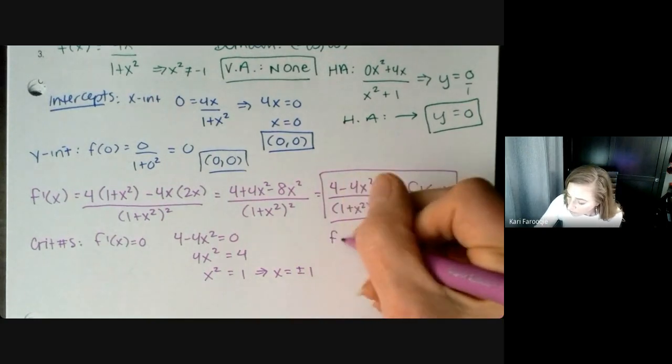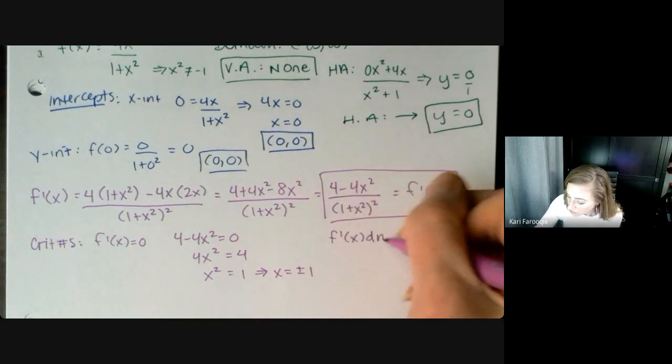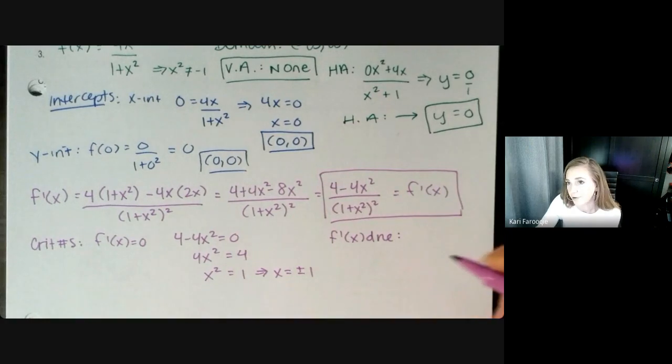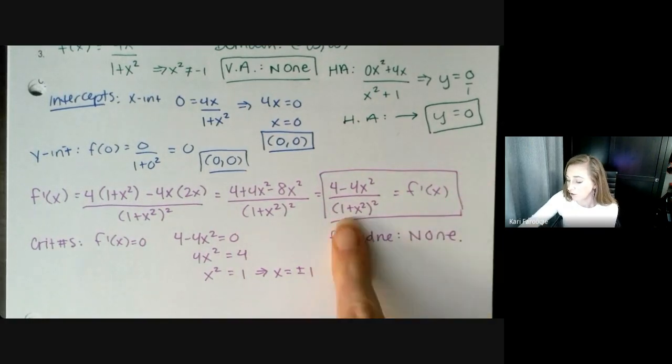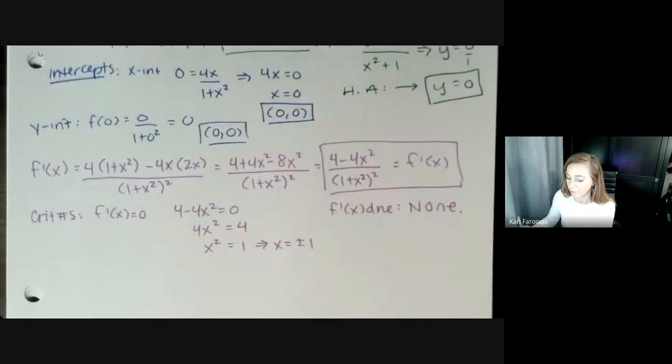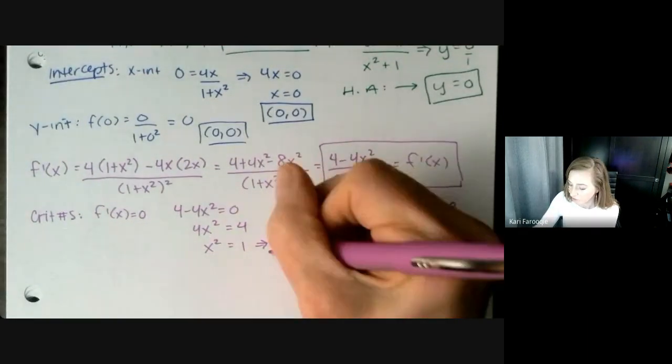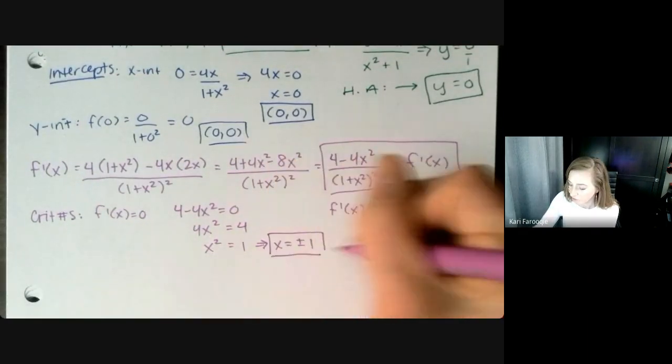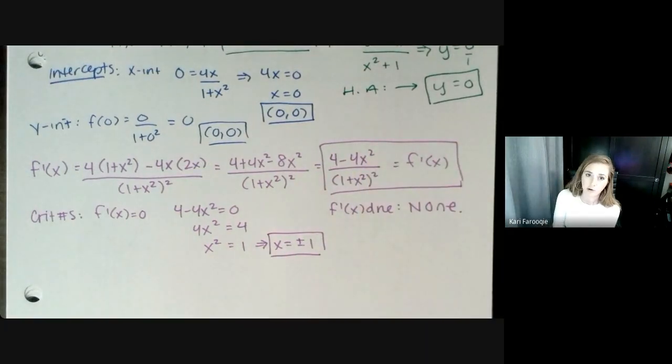For the denominator, f prime of x does not exist. You're not going to have any values for that, so I'm just going to say none. You cannot possibly get 0 in the denominator, which is the same reason we had no vertical asymptotes. Okay, so these are your critical numbers: x equals plus or minus 1. This is where we're expecting that we're probably going to have some relative extrema.